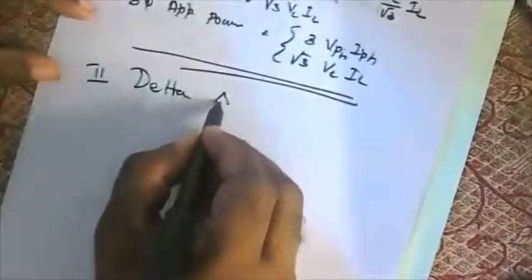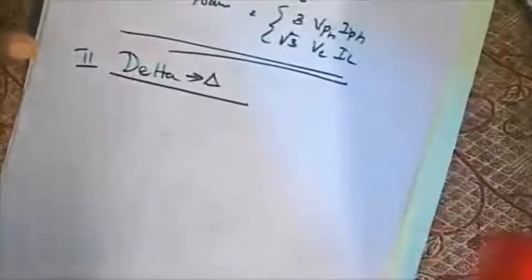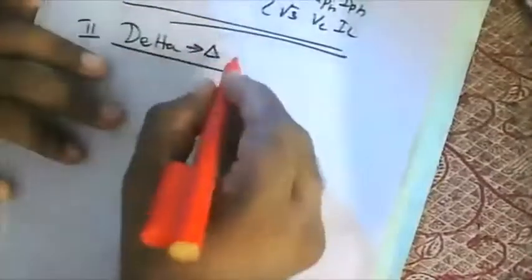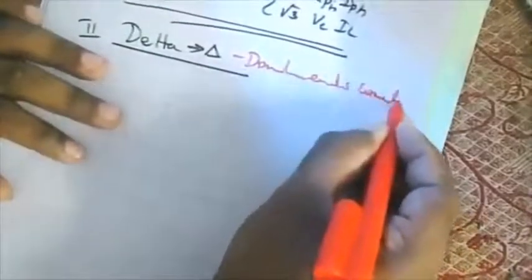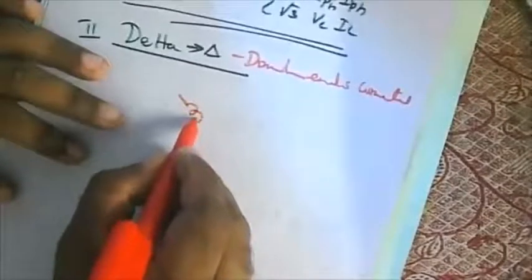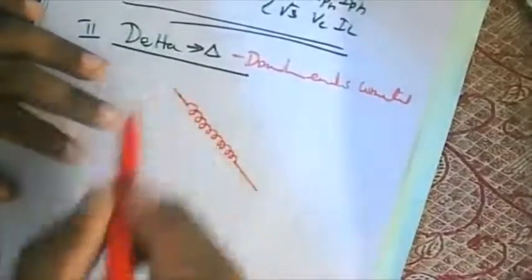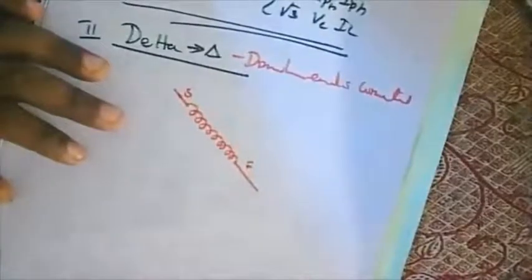Similarly, the second one is the delta connection. So I do have my first coil. What is delta? Dissimilar ends connected. So I'm going to represent my first coil. This is going to be my start, and this is going to be my finish. Yellow.